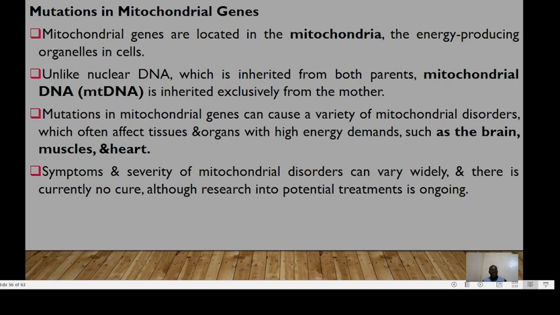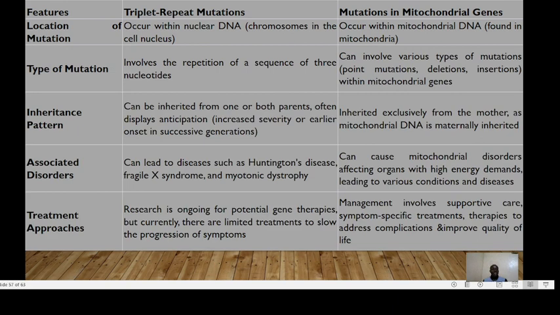So mutations in mitochondrial genes can cause a variety of mitochondrial disorders, which can affect the tissues and organs with high energy demands, and these organs that have high energy demands include the brain, muscles, and the heart. The symptoms and severity of mitochondrial disorders can vary widely, and there is currently no cure, although research into potential treatment is ongoing. So we could differentiate between triplet repeat mutations vis-a-vis the mutations in mitochondrial genes.